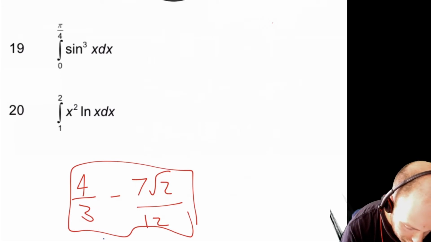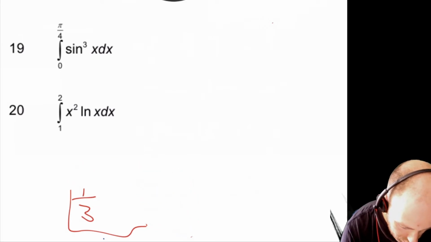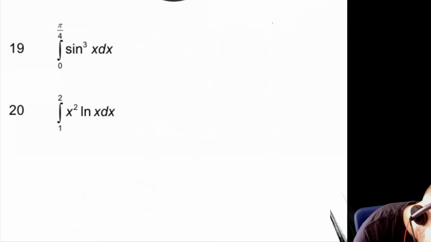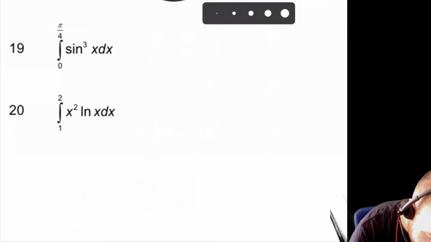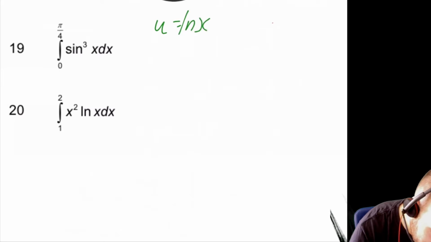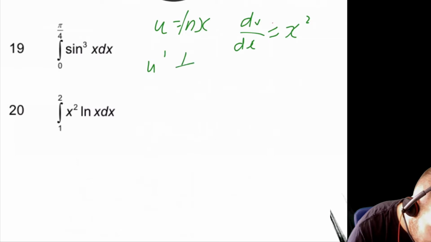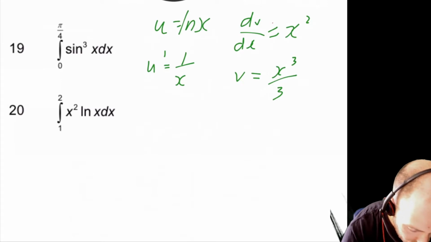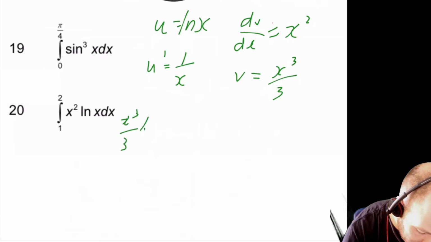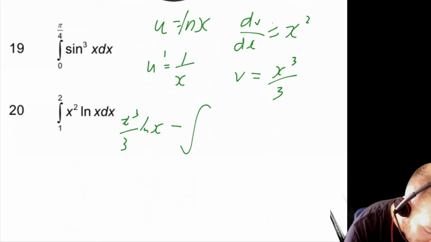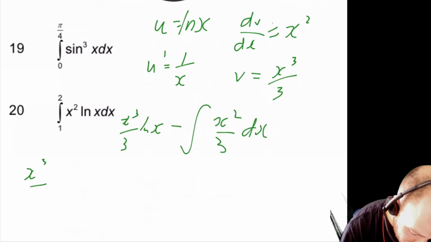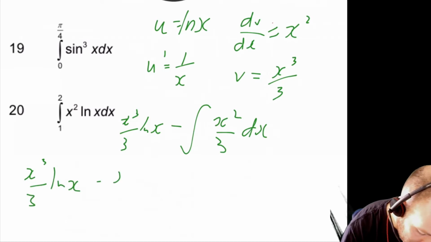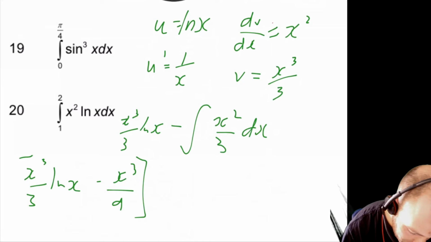Okay, last one. Ln x times x squared. Going to need to use by parts twice. No, we're not. That's rubbish. We're going to need to use it once. So u is ln x, dv/dx is x squared, du/dx is 1 over x, v is x cubed over 3. uv is x cubed over 3 ln x minus the integral of v du/dx, which is x squared over 3, leaving us with x cubed over 3 ln x minus x cubed over 9.